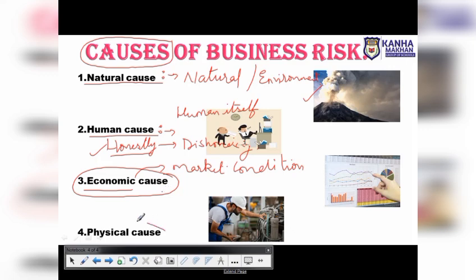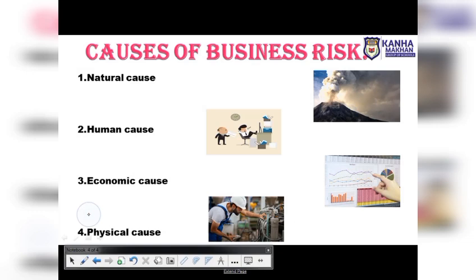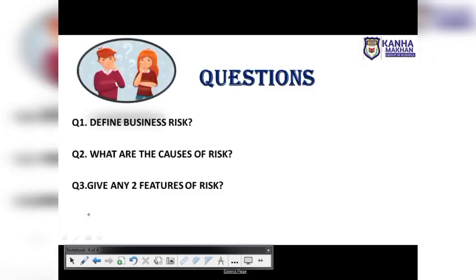And the last one is your physical cause. Physical cause means it is related with your available resources. I'm talking about the machinery, I'm talking about the technology. Suppose during production the machine breaks down, or the technology is not supporting. So obviously these are those risks which ultimately hamper the working of the business, and it causes your physical cause. So these were the causes: natural cause, human cause, economic cause, and physical cause. With this, now let's move on to the next section, and that is your questions.